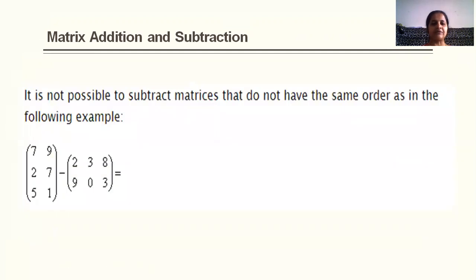Next, we cannot add or subtract if the matrices don't have the same order. It is not possible to add or subtract matrices that do not have the same order. As in the example, here we want to add a 2 cross 3 matrix with a 3 cross 2 matrix, so this is not possible. We should have matrices of the same dimension, either both 2 cross 3 or both 3 cross 2, but both should have the same dimensions.